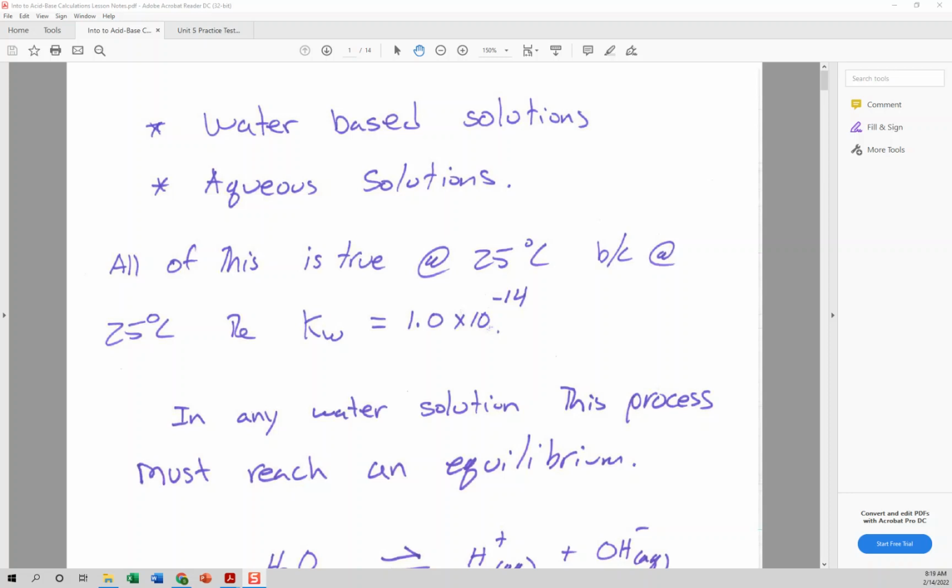So what we want to think about when we're doing calculations is really just: what's the pH of this solution? Maybe what's the pOH of this solution? Or what is the H plus concentration in this water-based solution? Or what is the hydroxide ion concentration in this water-based solution? Those are the types of calculations we want to be able to do.